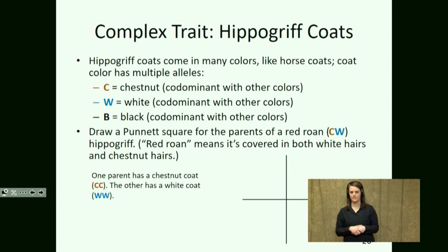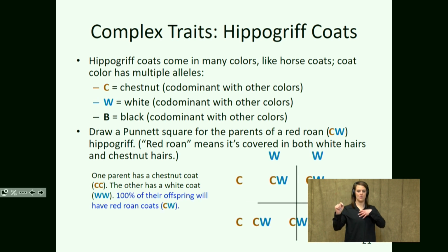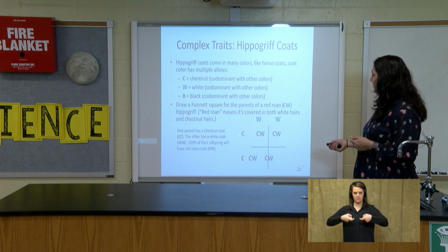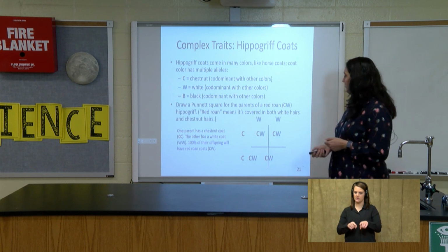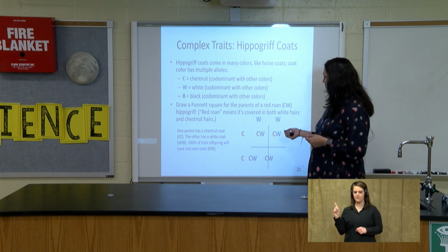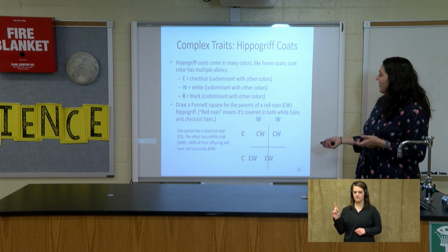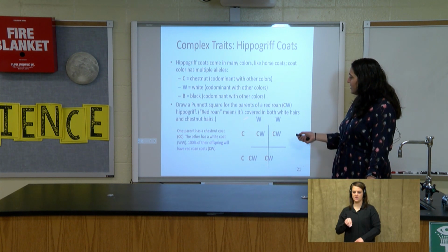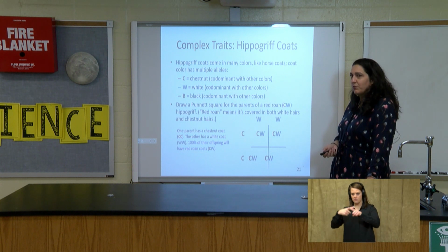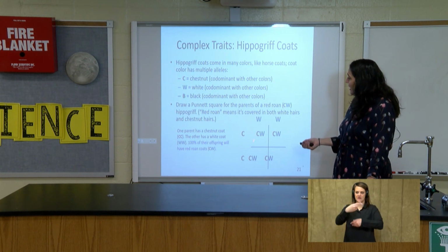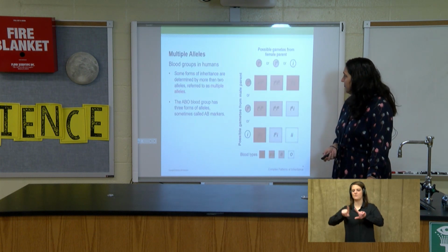So if you have one parent that is chestnut and the other has a white coat, what happens with your Punnett square? Again, remember chestnut down the side, we have just capital C, and white, capital W, capital W. The only cross you can get is 100%. There is no way any cross between these two parents will not have a red roan, much like the one we see in Harry Potter, but they're going to have a red roan offspring.